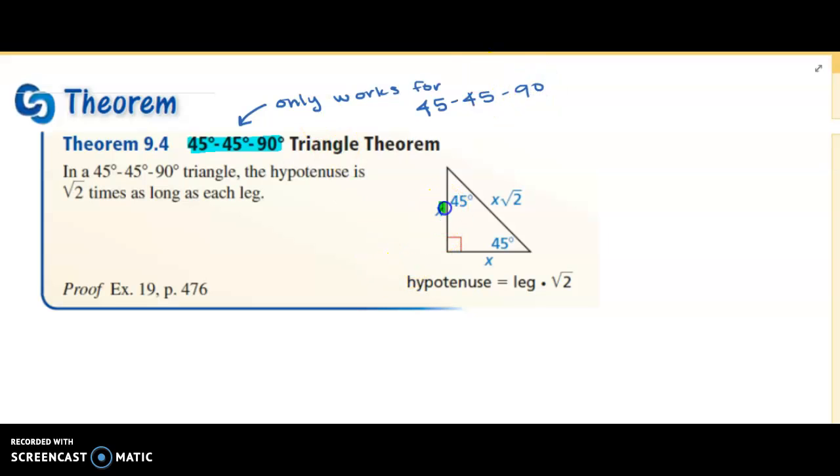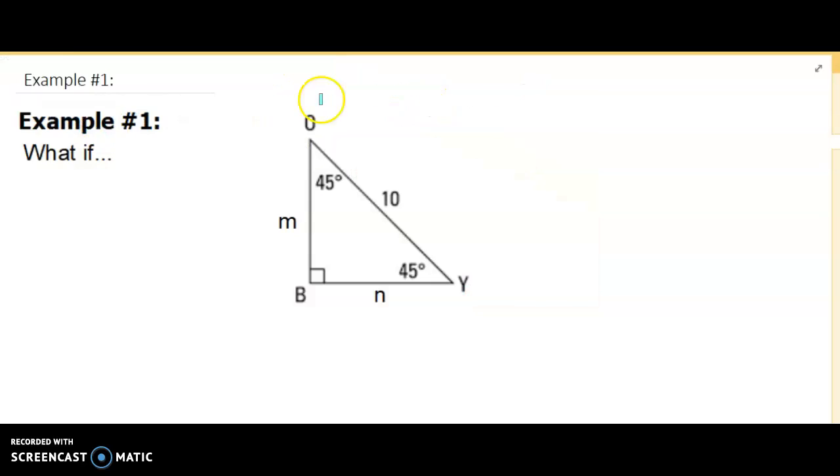And what it says is what we just found, that each of the sides are the same, and then the hypotenuse is the side multiplied by the square root of 2. Okay, hypotenuse equals the leg times the square root of 2. And if we have one of these three sides, we can find the other two by using this. And we'll do a few examples here in a minute. All right, so let's do an example.